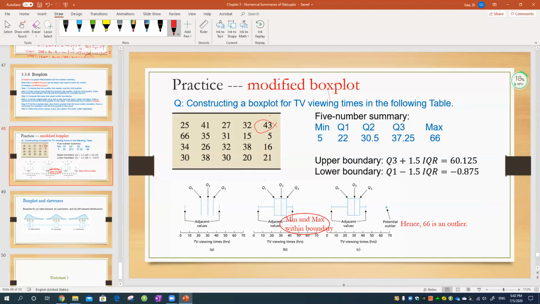But one last step, we're going to put a star here to represent the potential outlier. We only have one value, 66, outside of this boundary. So put 66 here, representing that it is an outlier. So this one is a complete modified box plot.